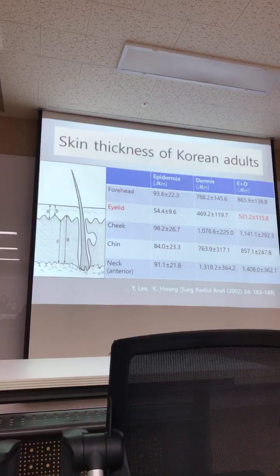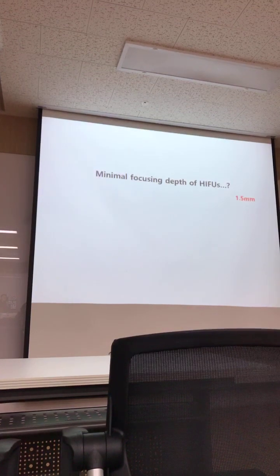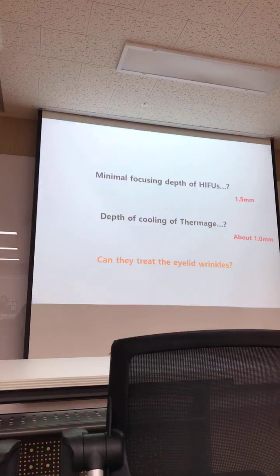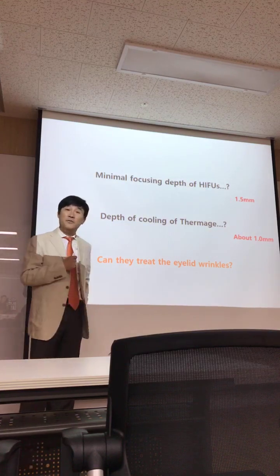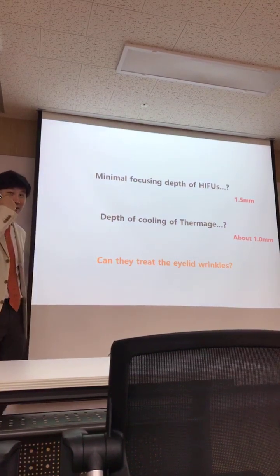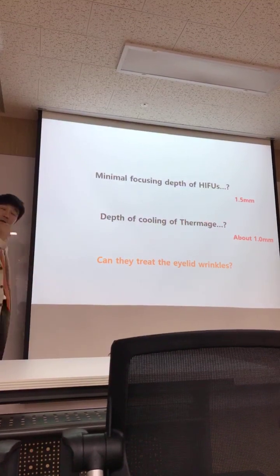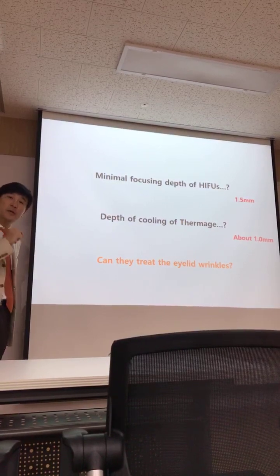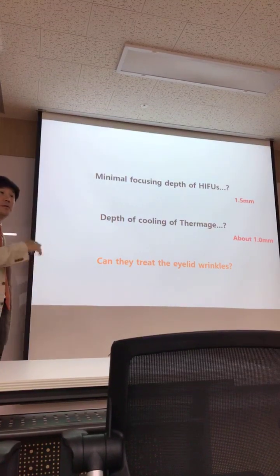So this is the published article. As you can see, the eyelid skin has less than 1 millimeter in thickness, and that's why the HIFU or Damage couldn't treat the eyelid wrinkle, because the minimum focusing depth of the HIFU is 1.5 millimeter. But eyelid skin is less than 1 millimeter. So they bypass the skin and give the heat under the skin. The Damage has a contact cooling system. The contact cooling makes skin cool more than 1 millimeter in depth. So the thermal energy is delivered under the skin.